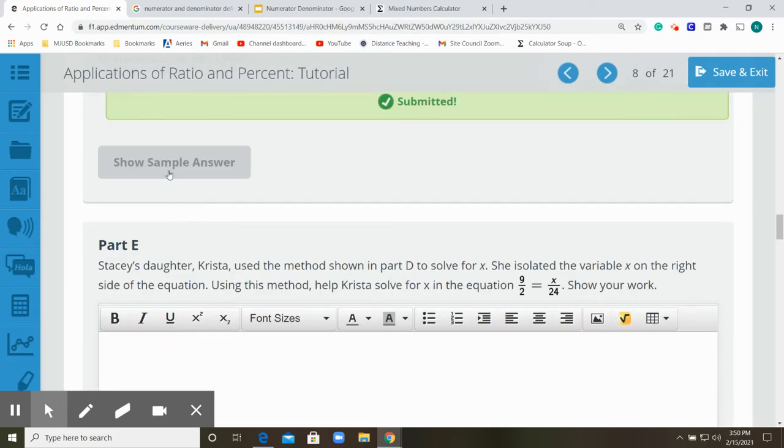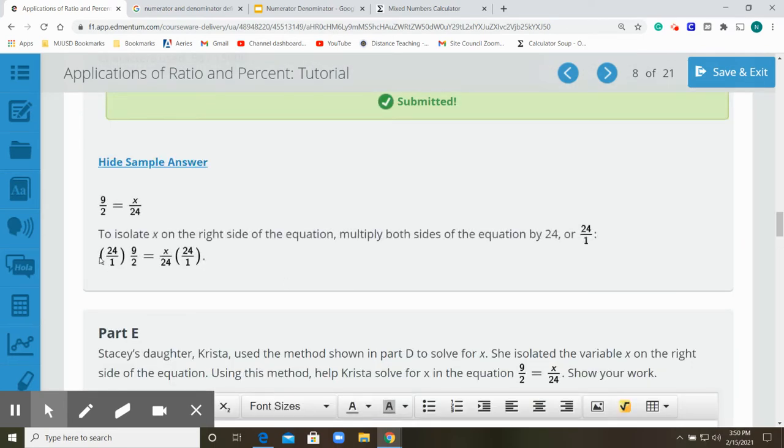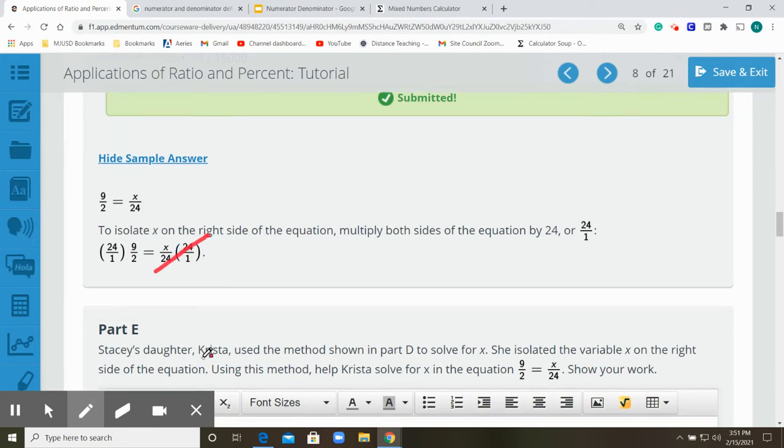We've talked about that. This is what it looks like when you write it out. 24 over 1 times 9 over 2 equals x over 24 multiplied by 24 over 1. These cancel out the way we've shown it before, and then you're left with x on one side of the equation.